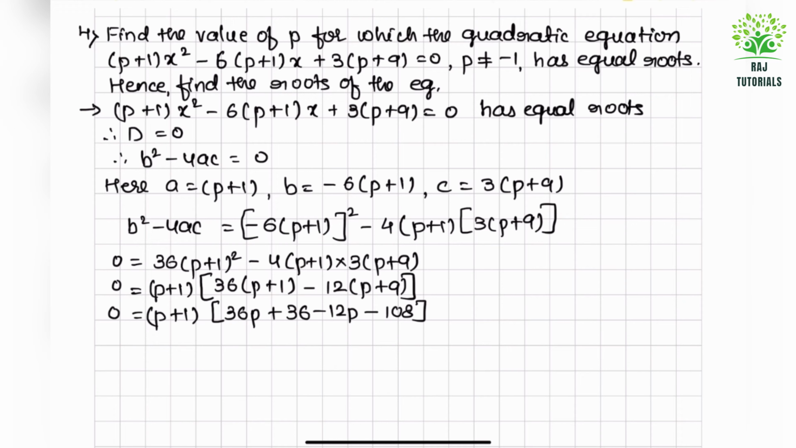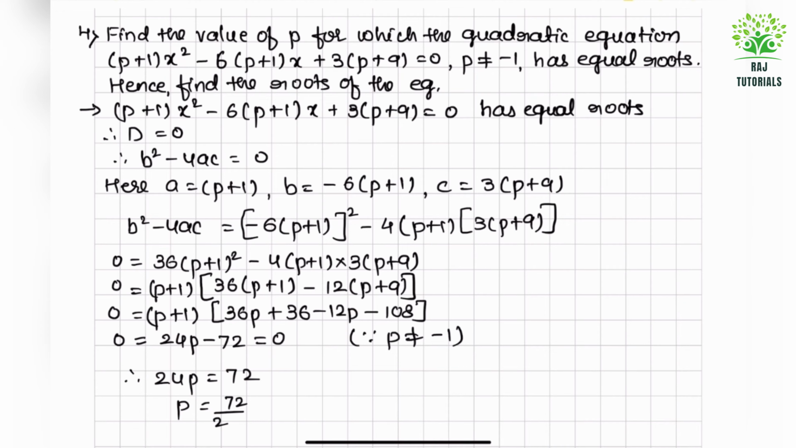So solving this, I will have 24p − 72 = 0, because p is not equal to −1, which is the solution of the first bracket. So that is ignored. So this should be 0. Therefore 24p = 72. So p will be 72 upon 24, which is equal to 3.